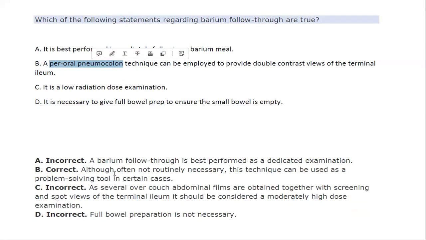Okay. So barium follow-through is best performed as a dedicated examination, so you are not using a barium meal and then doing barium follow-through. Barium follow-through is a different technique, so you are using each one for each application. Although it's not routinely necessary, this technique can be used as a problem-solving tool in certain cases to solve problems of the terminal ileum. So this is one. Okay.